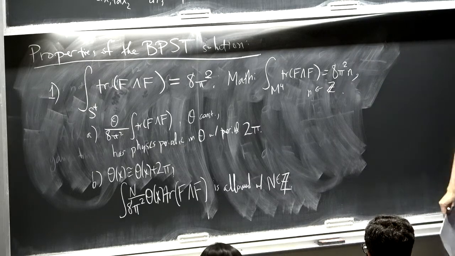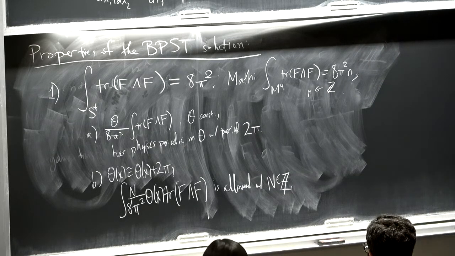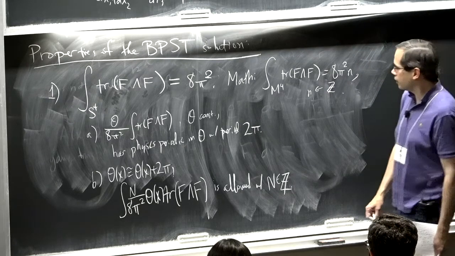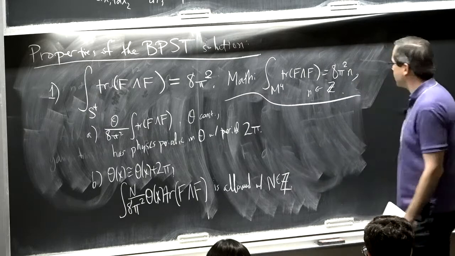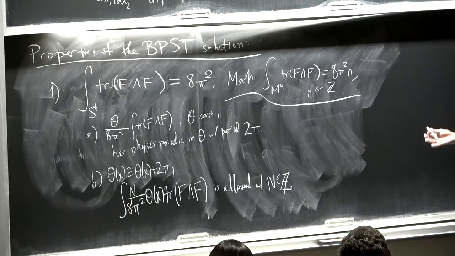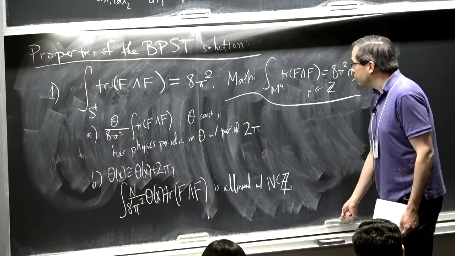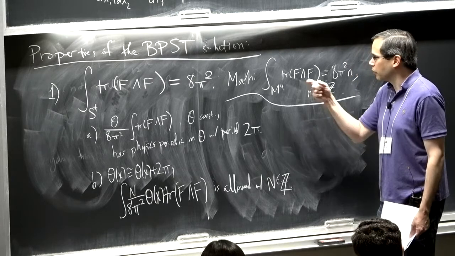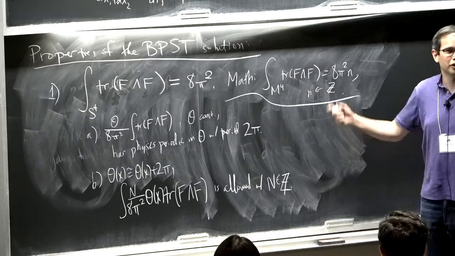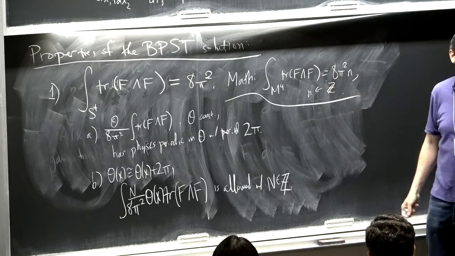OK, so as with the U1 case, I'm giving you an example, and I'm just kind of asking you to take it as an assumption that this is going to be true for anything else. It's a mathematical fact. Again, this is something called the second Chern number of our gauge bundle. If you look in math books, you can find proofs of this fact. Yeah?